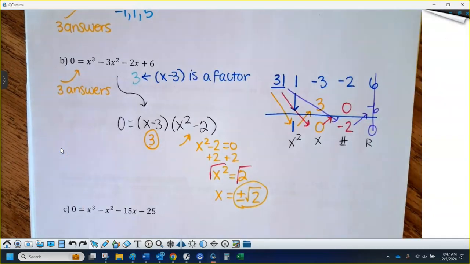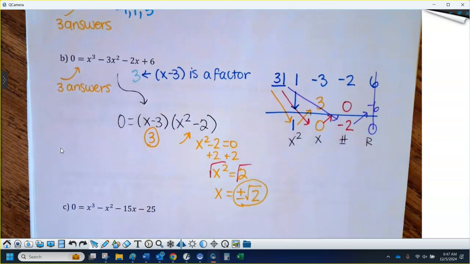So if you don't have nice numbers like we did in the very first question, we're just going to use the graph to get a 0 that's at least a nice number and then start to break it down. So I have 3 answers there, the 3 from the graph, and then plus or minus the square root of 2, which we could see on the graph, but we didn't know exactly what that was because it gave us a nasty decimal.